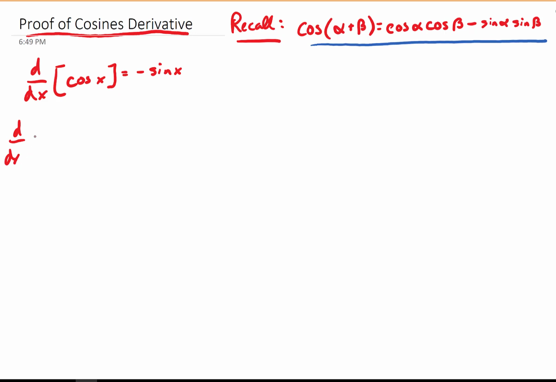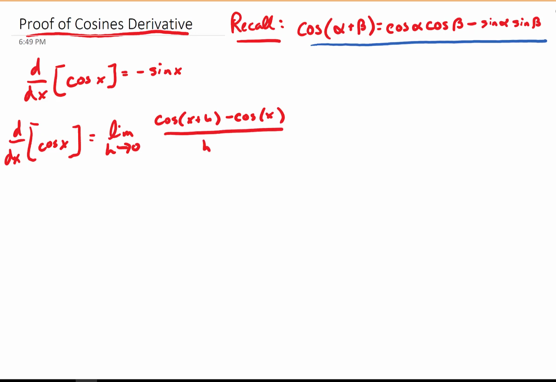So we're looking for the derivative of the cosine of x. We're stuck. We don't know what to do. So we jump to the limit definition, which says that we're just going to look at the difference quotient as h goes to 0.